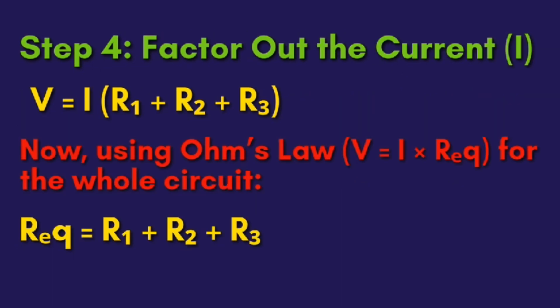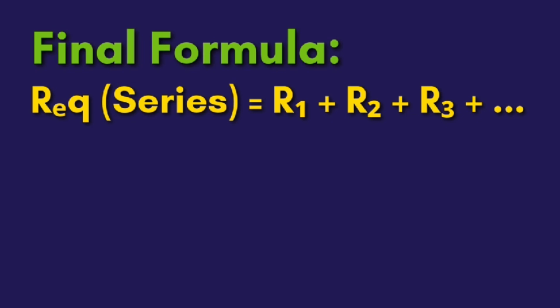Step 4 is factor out the current. We will take the current as common and the relation will be V is equal to I multiplied with R1 plus R2 plus R3. Now by using Ohm's law, V is equal to I multiplied with R for the whole circuit, the equivalent resistance will be equal to the sum of three resistors. So the final formula will be equivalent resistance in series is equal to the sum of three resistors or up till n resistors depending upon the resistors connected in the circuit.